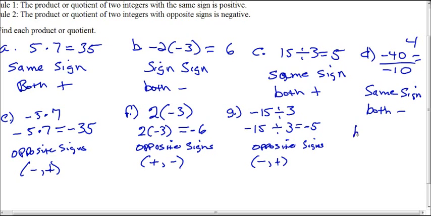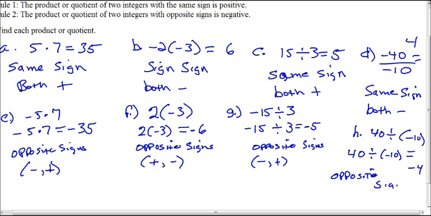Okay, one more. We have 40 divided by a negative 10. Okay, so again, we know that 40 divided by 10 is 4. But it's a negative 4. Why? Because we have opposite signs. Okay? One positive and one negative.